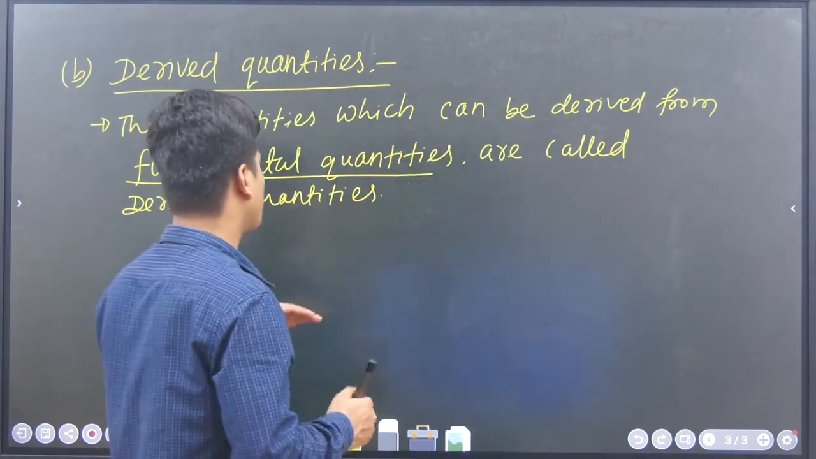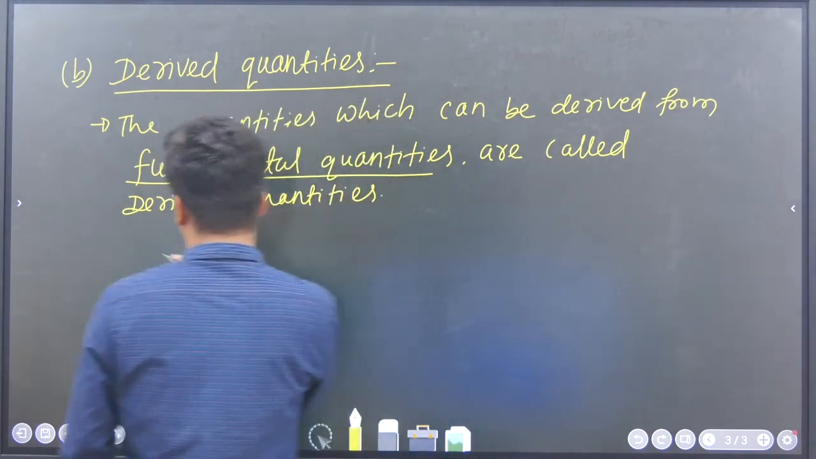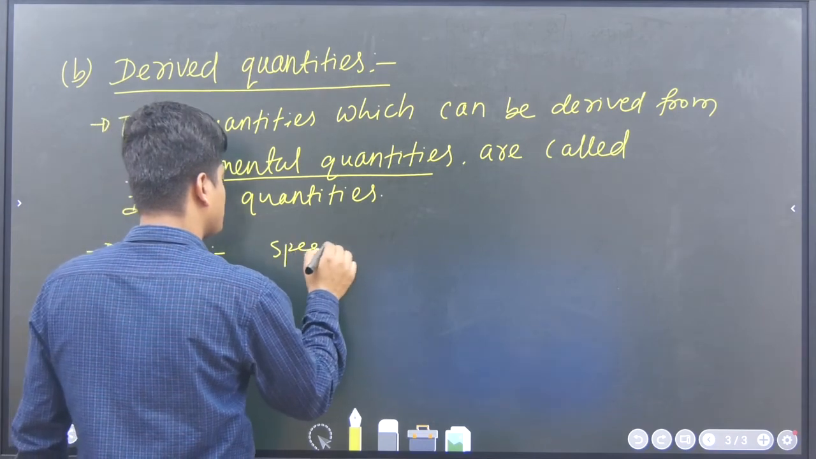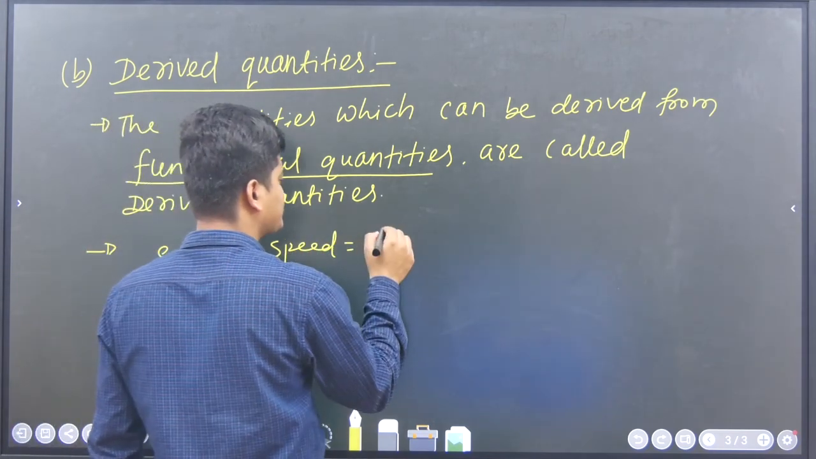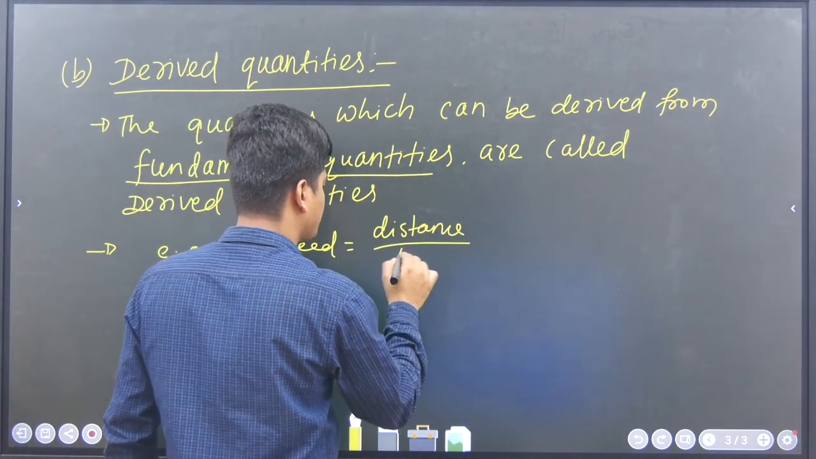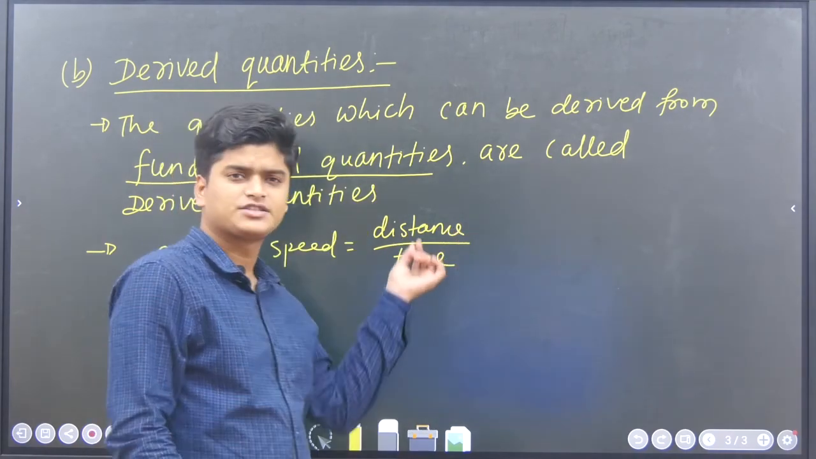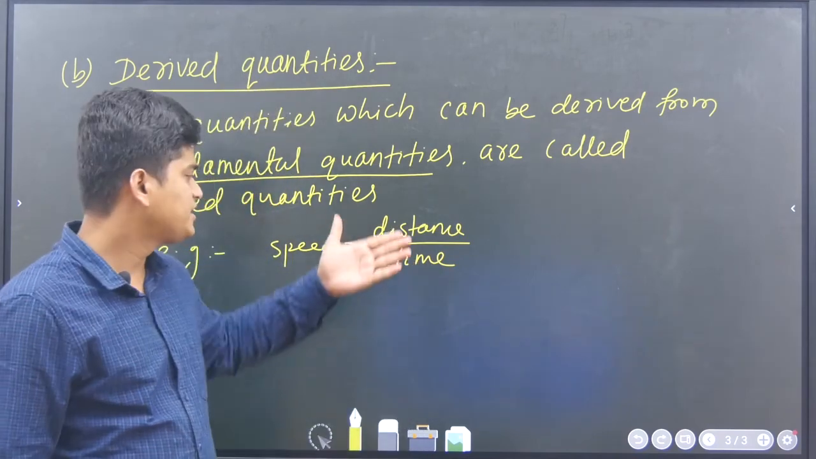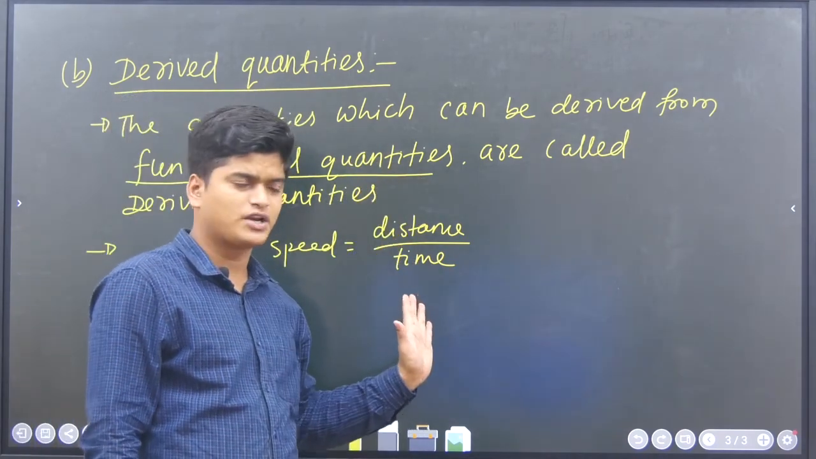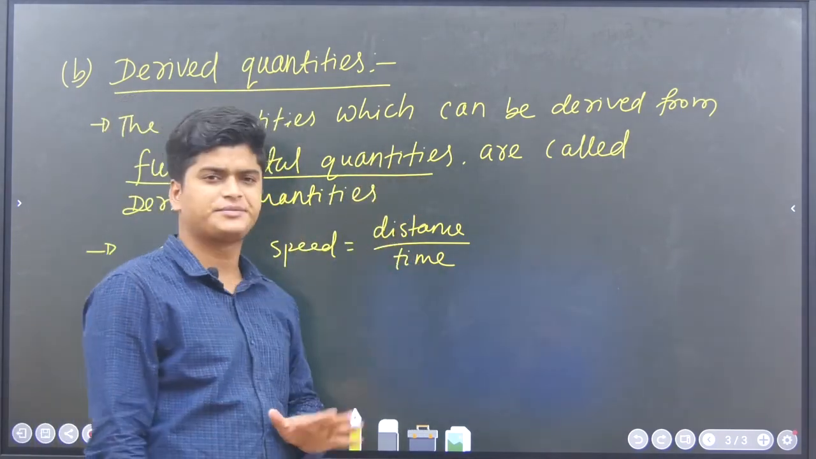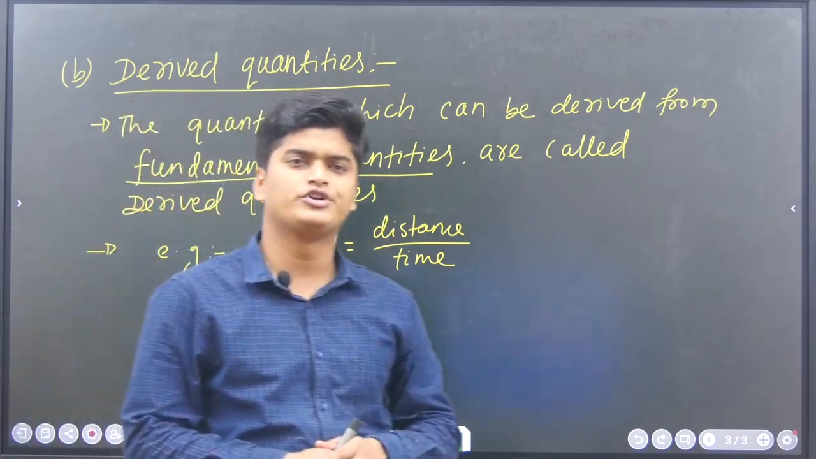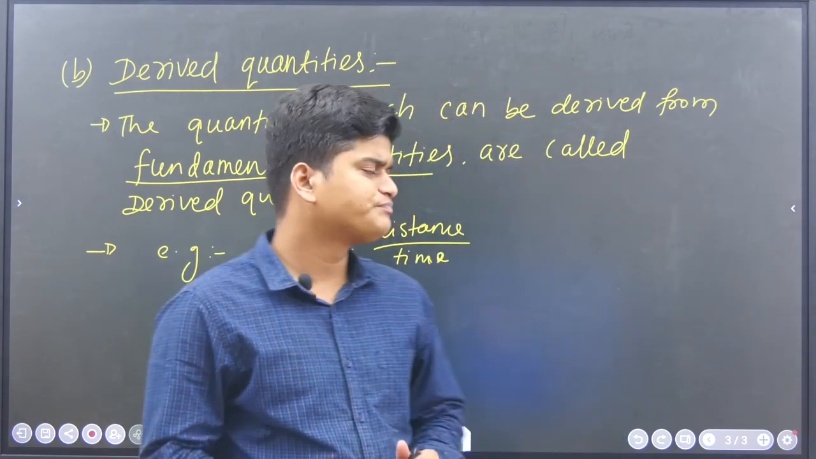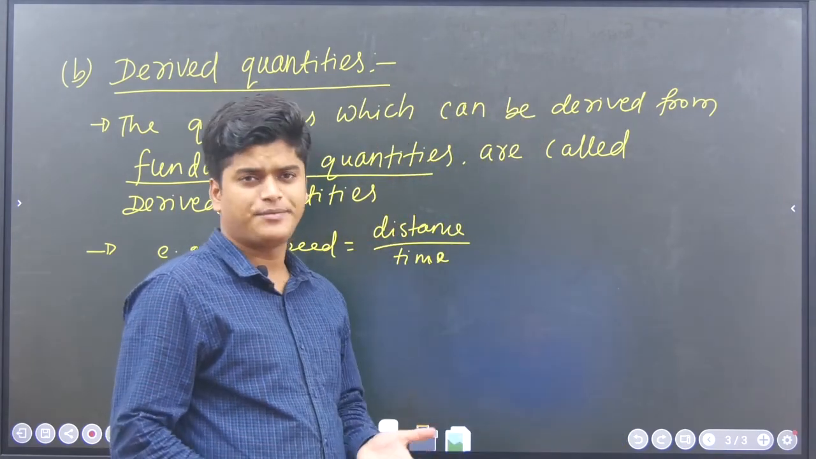Length is a fundamental quantity, we discussed. Suppose here example I am giving, I am telling speed. So, speed is basically what? You can tell distance by time. Distance is length. So, length by time you are telling. Length is basically a fundamental quantity, time is a fundamental quantity, but you are dividing this, you are getting basically speed. So, this is the idea you need to remember. This is the speed, basically distance by time, and not only speed, there are many derived quantities.